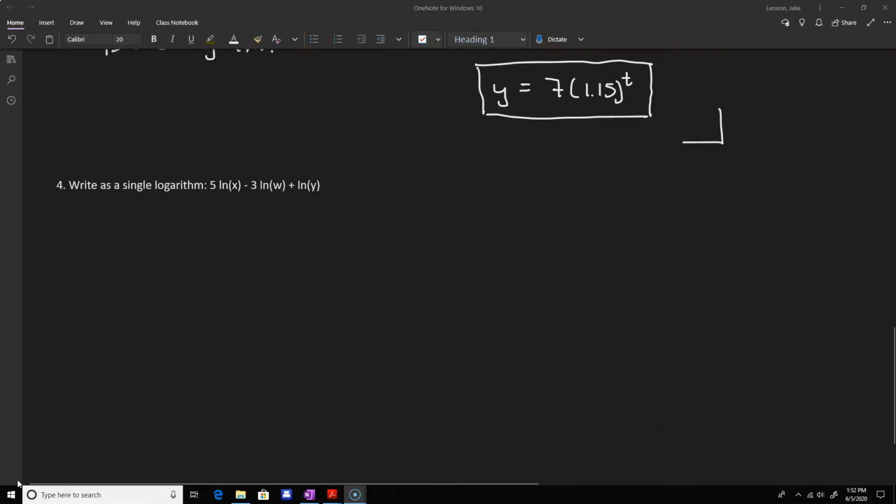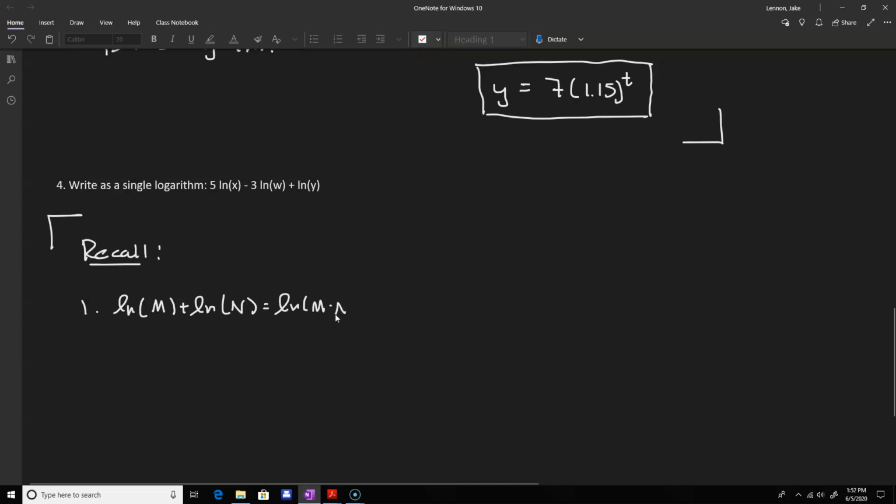For number 4, we're just trying to write as a single logarithm here. Essentially we're going to be looking at the properties. There are 3 of them. If you have the natural log of m plus the natural log of n, this is the natural log of m times n. If you subtract them, that changes to division. Natural log of m minus the natural log of n is the natural log of m over n.